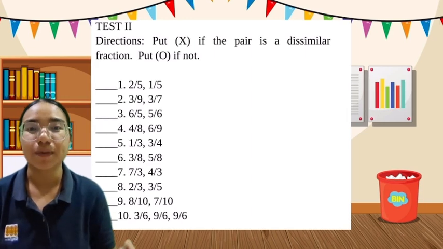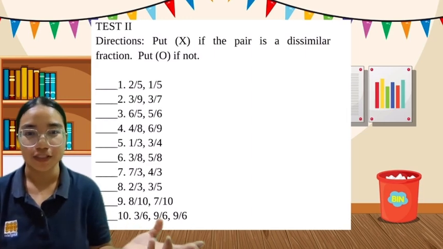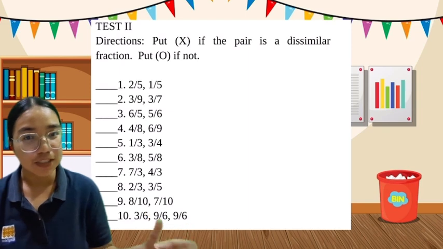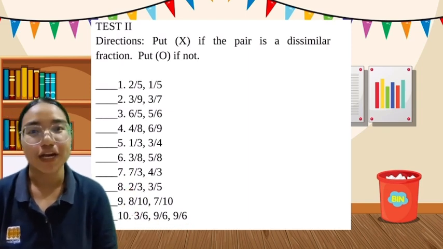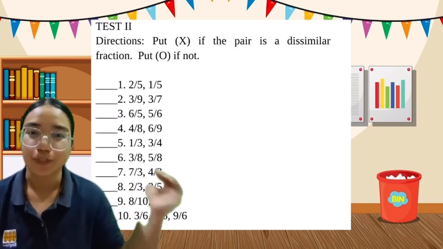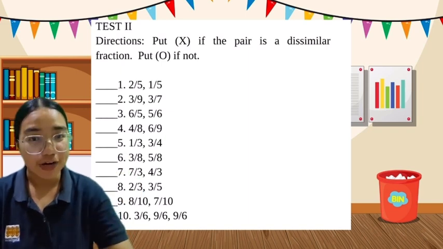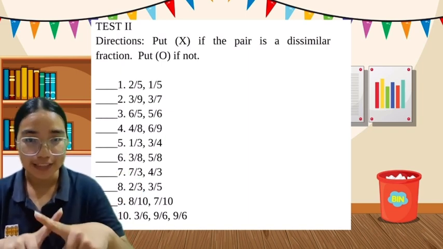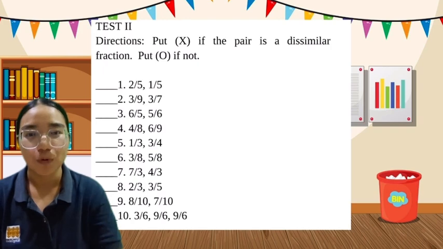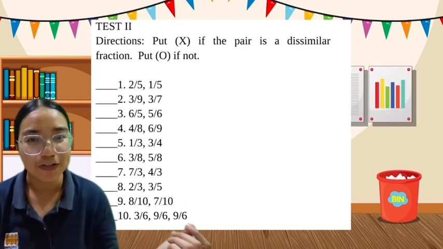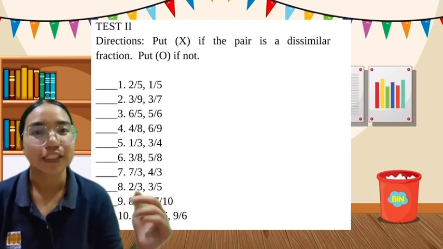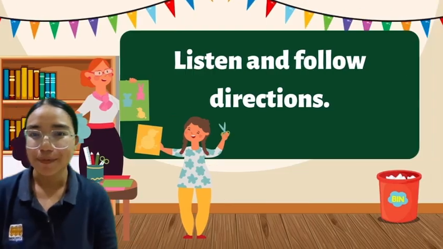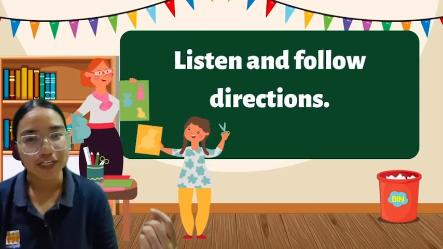Test 2 is about comparing fractions. You'll see two fractions in each question. If they are the same or similar, put an O. If they are different or dissimilar, put an X. Take your time and check both the top number or the numerator and the bottom number or the denominator. Do your best and check your answers when you're finished.